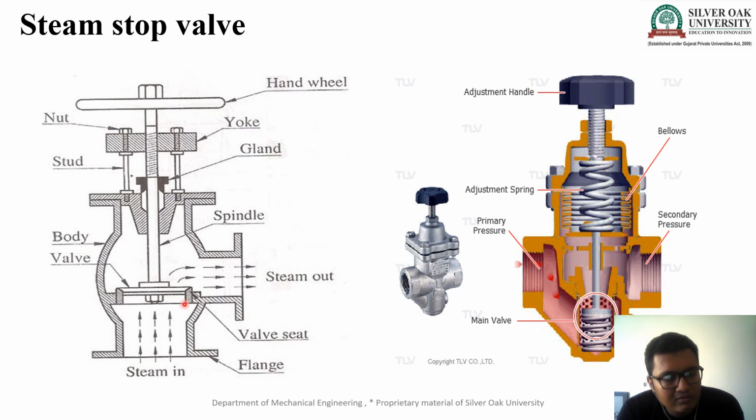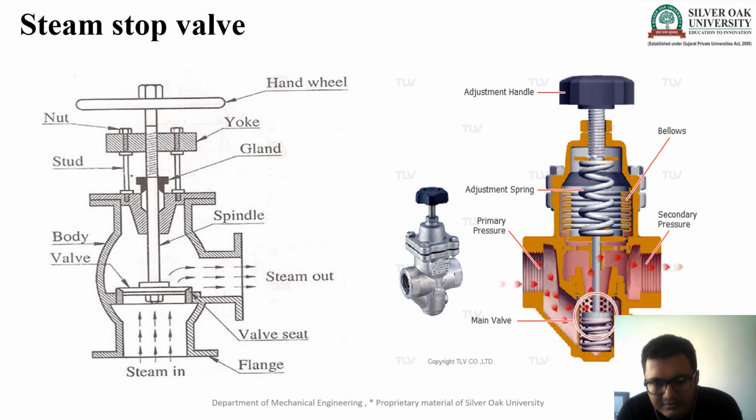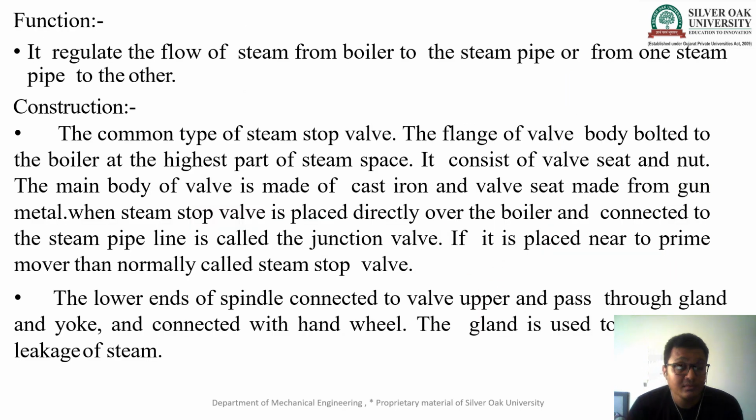And when we do not need to transfer the steam, at that time we again rotate the hand wheel and the valve is closed. After the valve is closed, zero steam is transferred from the boiler to where we require it. Here you can see steam is transferred this way. You can see in the second figure. The function of the steam stop valve is that it regulates the flow of steam from the boiler to the steam pipe or from one steam pipe to another.